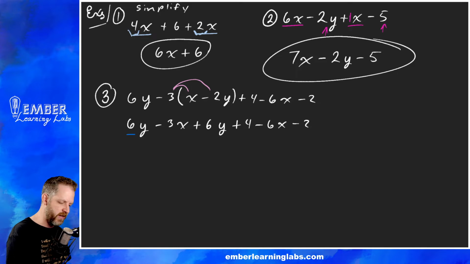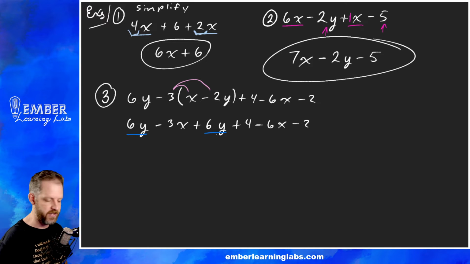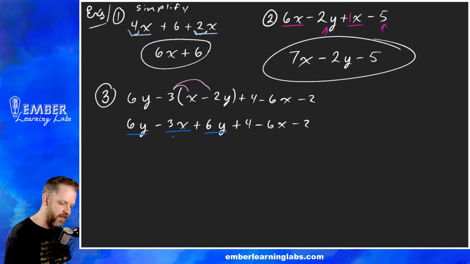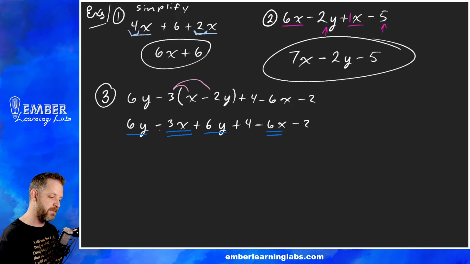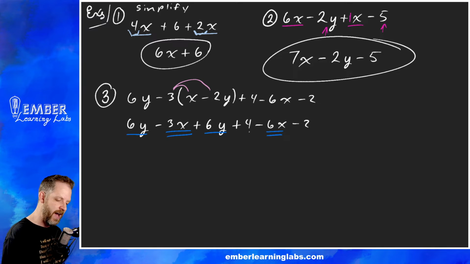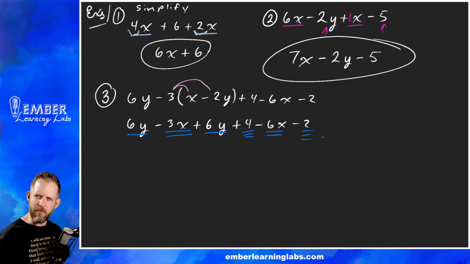So these two 6y's are alike because they both have y's and only y's. And then the -3x and the -6x are alike because they both have x's and only x's as far as variables are concerned. And then the 4 and the -2. Right? You see how I marked those?